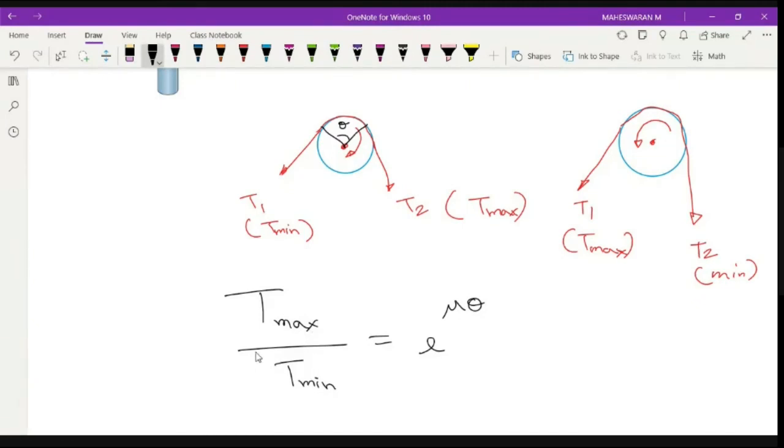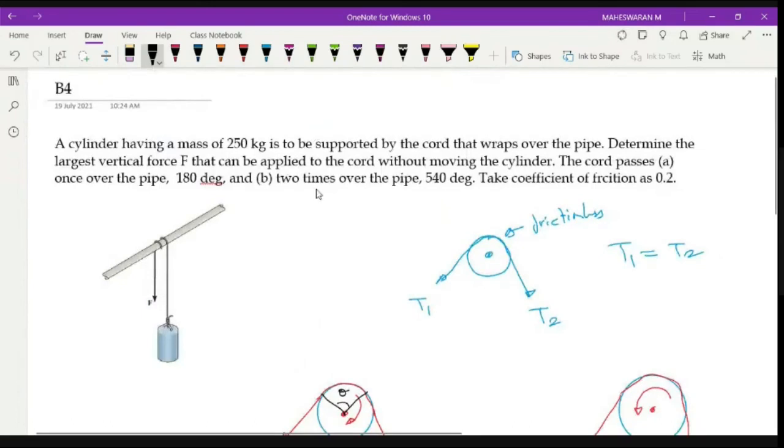Let me consider this problem. You have a cylinder of mass 250 kg, supported on the other side, and the thread is wrapped around the pipe. They are asking what force F is required so that the cylinder is restricted from moving. What happens if you don't apply this force? The cylinder will fall down. So to keep it in equilibrium, I have to apply a force.